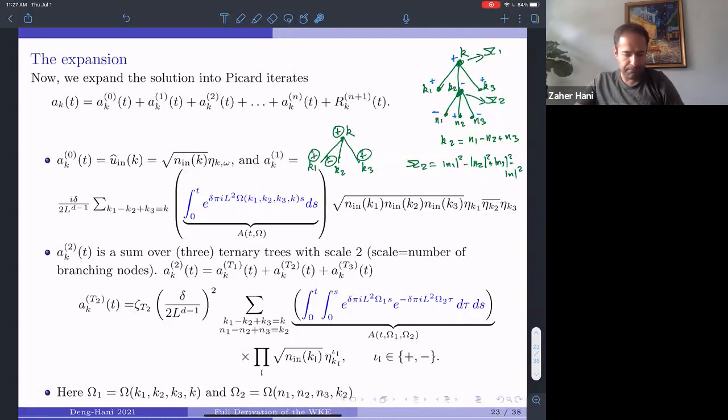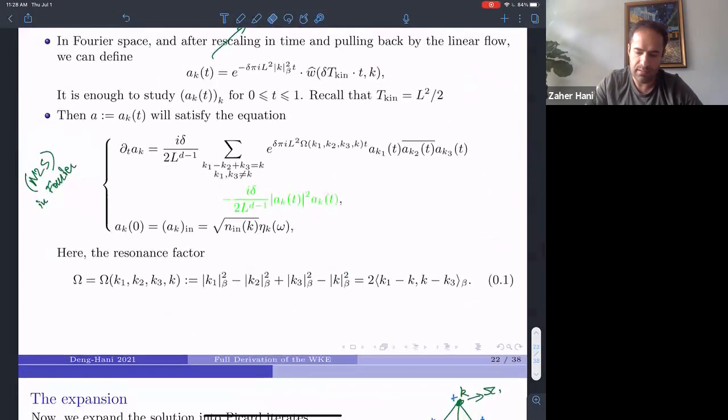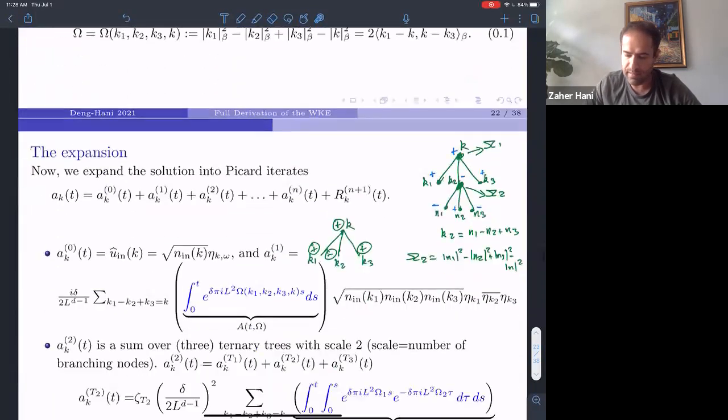Okay. Here zeta sub 2 is just a product of i or minus i. So here you will have product of i here and minus i coming from here, because the equation itself has an i over here. So that's all that is to it.